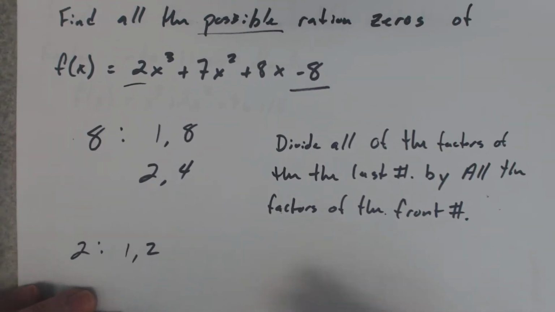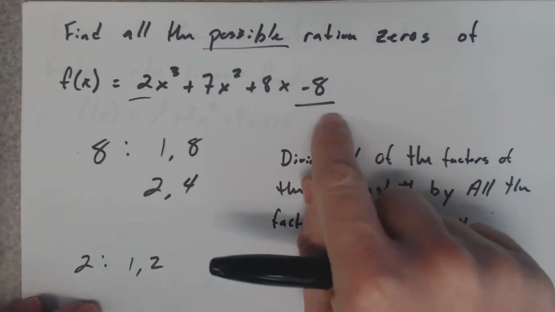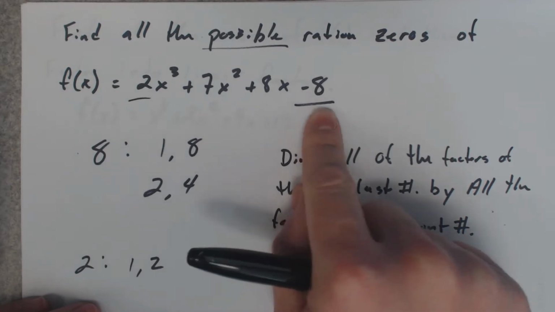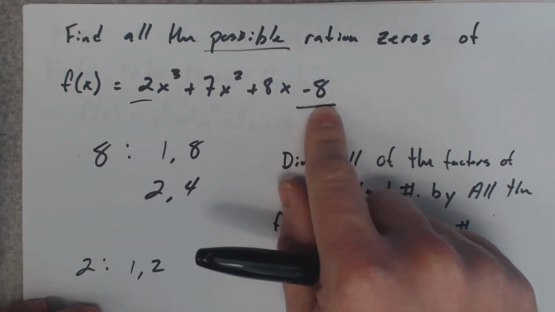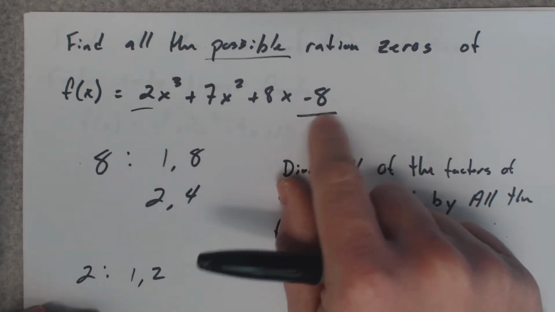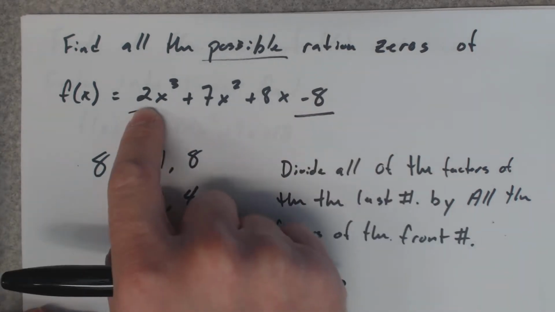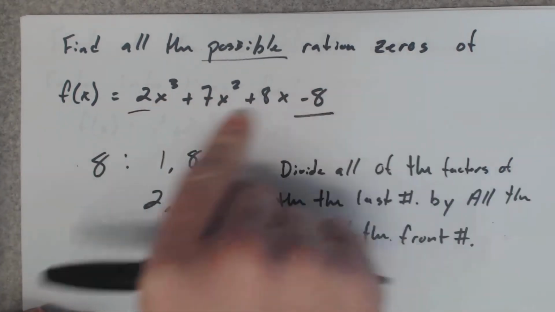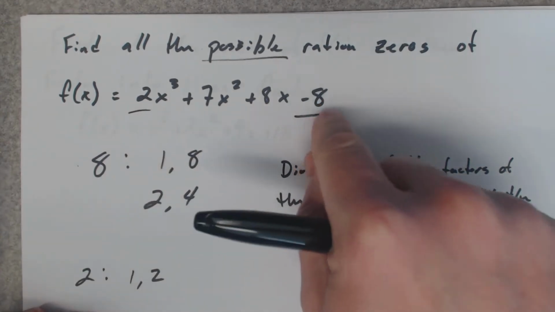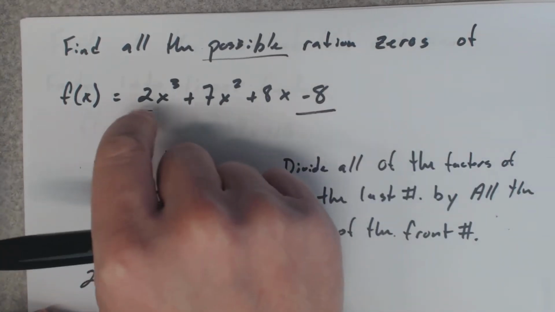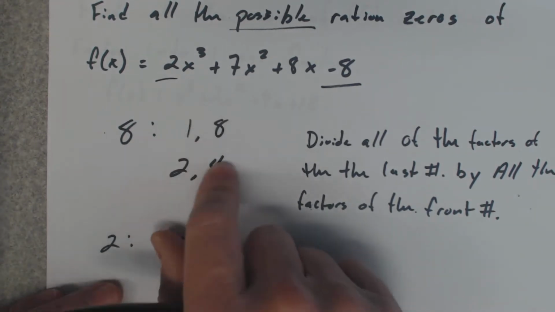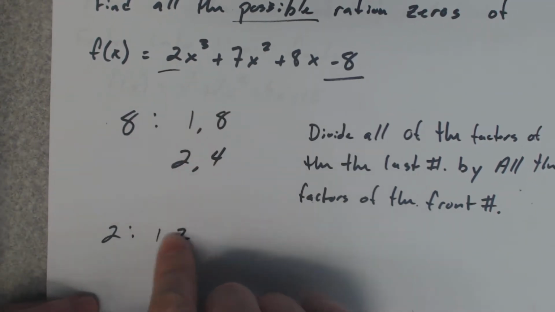So make sure you must use the term back here, the coefficient of the x to the 0 power term. Use the last number. Make sure the front number is the actual front number. Make sure all the powers are listed in descending order, basically. So make sure it's in that form, and then take the last number, the front number. All right, find their factors. All of these guys at the back, factors of the back, get divided by all of these.